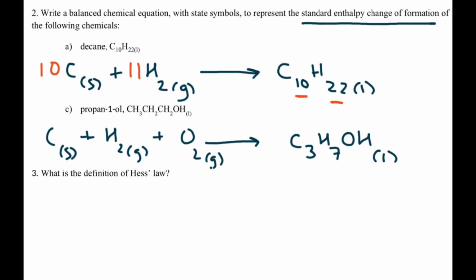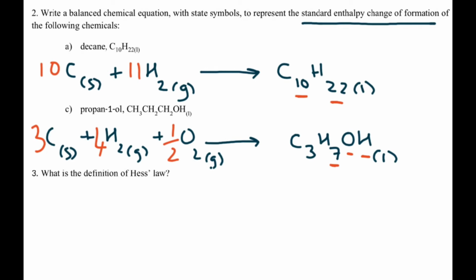So we've got 3 carbons, so we're going to put 3 carbons there. We've got 8 hydrogens, so we need 4 hydrogen molecules, and we've got 1 single oxygen, so half an oxygen like that. Okay, so that's for the formation of 1 mole of propanol.